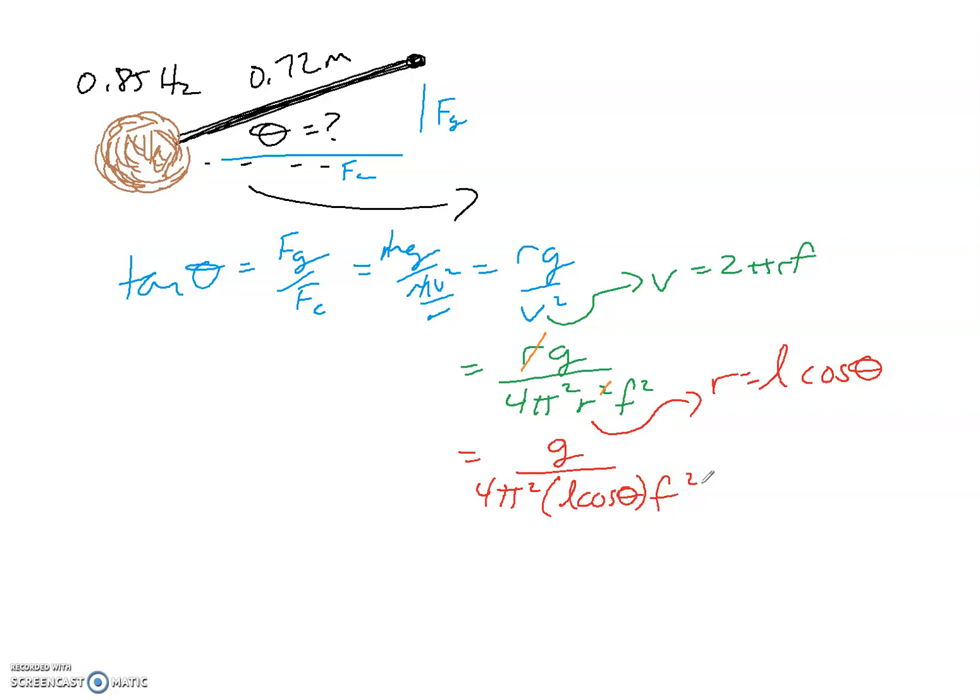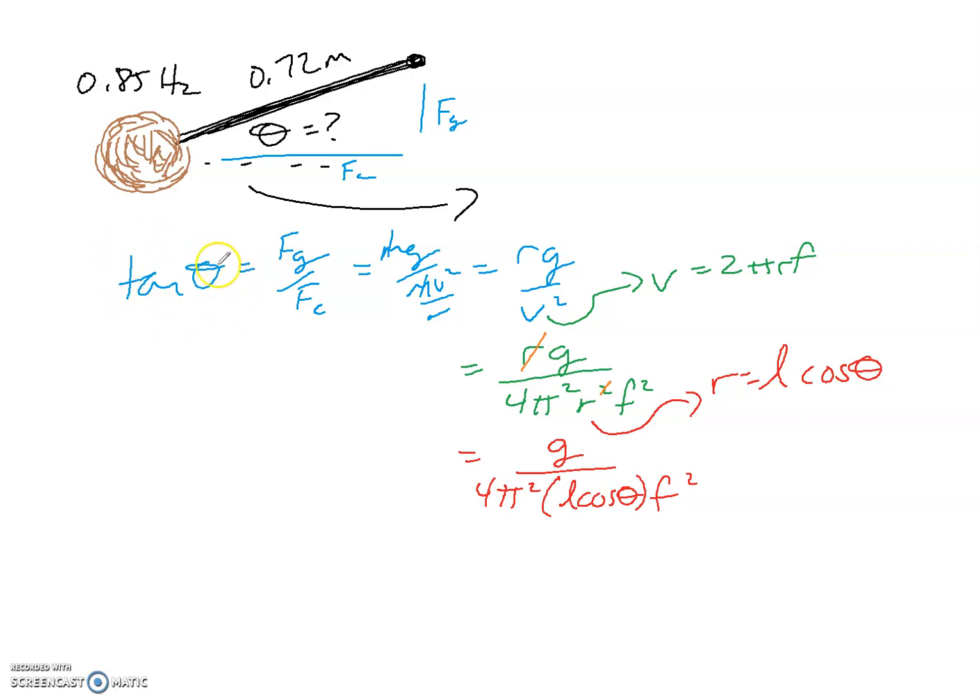Now this looks like just a big mess of stuff, but we're going to work with this, and if we do a little check, g I know, 4 I know, pi I know, length I know, cos theta I don't know, f I know. The only thing here I don't know is the angle, and the same thing over here. So now I'm down to one unknown. I should be able to solve it.